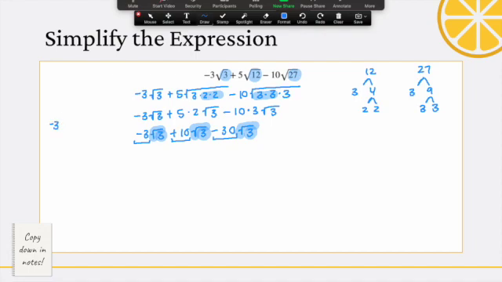So negative 3 plus 10 minus 30 equals negative 23. Once I do that, I get negative 23 times the square root of 3. So remember to always keep that radical the same when you combine like radicals. And that would be my final answer.